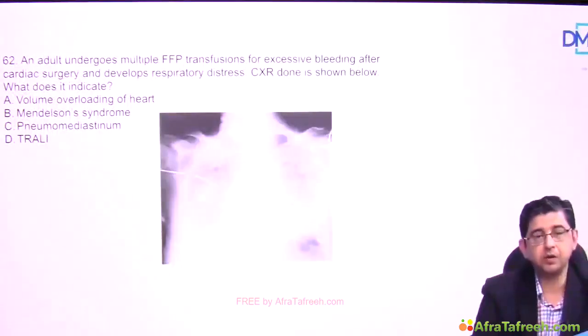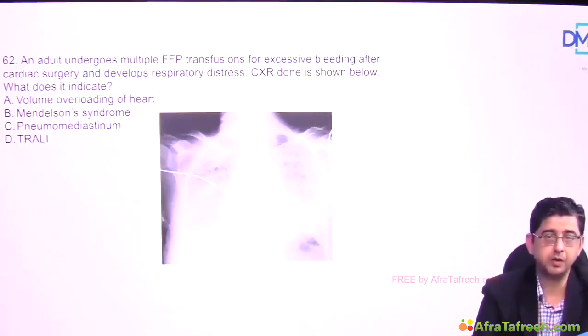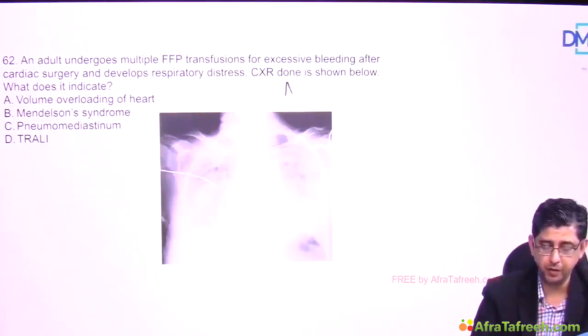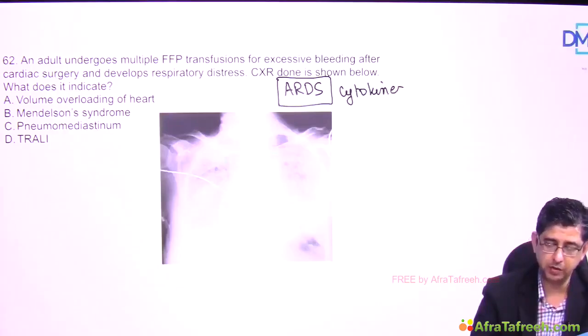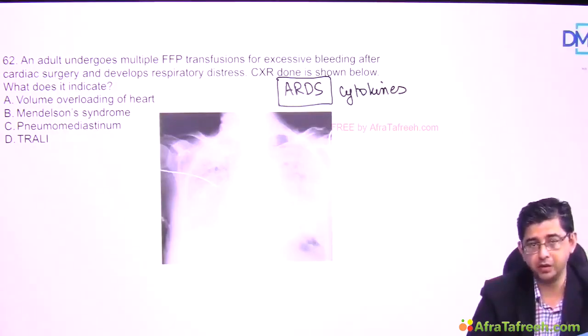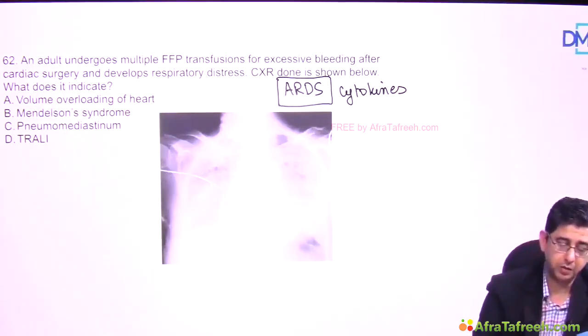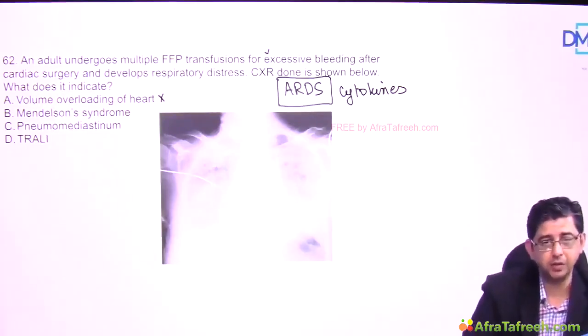Okay, in this question an adult undergoes multiple FFP transfusions for excessive bleeding after cardiac surgery and is developing respiratory distress. If you read the question carefully, multiple FFP transfusions and then development of respiratory distress indicates development of ARDS in a patient, because multiple transfusions can contribute to cytokine release, and these cytokines will be causing damage to the lung microvasculature, causing ARDS or transfusion related acute lung injury. Volume overloading of the heart, choice alpha, is unlikely in the question because the patient is having excessive bleeding. So excessive bleeding tells me that it is unlikely to be volume overloading.